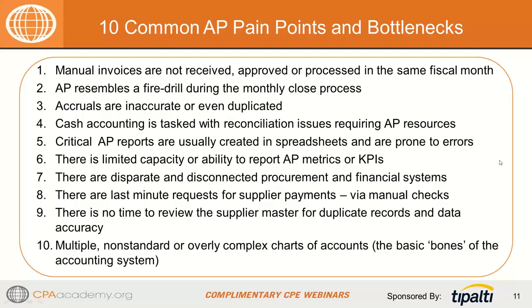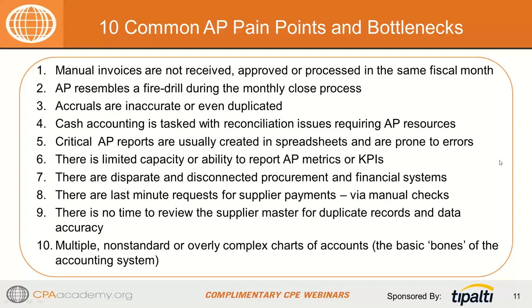Critical AP reports are usually created in spreadsheets and are prone to errors, and there's a limited ability to report any sort of metrics for the AP process. There are disparate and disconnected procurement and financial systems, and there are last-minute requests for supplier payments with manual checks. And that usually adds to the fire drill environment, and of course, we're going to see errors. So there's no time to review the supplier master for duplicate records and data accuracy.